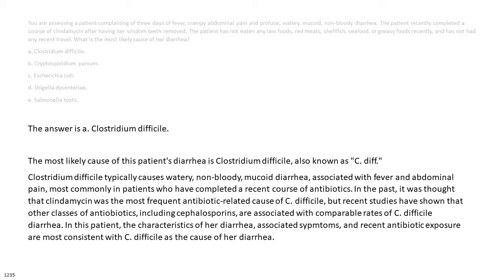In the past, it was thought that clindamycin was the most frequent antibiotic-related cause of C. difficile, but recent studies have shown that other classes of antibiotics, including cephalosporins, are associated with comparable rates of C. difficile diarrhea. In this patient, the characteristics of her diarrhea, associated symptoms, and recent antibiotic exposure are most consistent with C. difficile as the cause of her diarrhea.